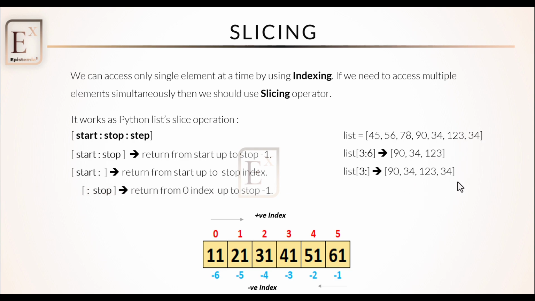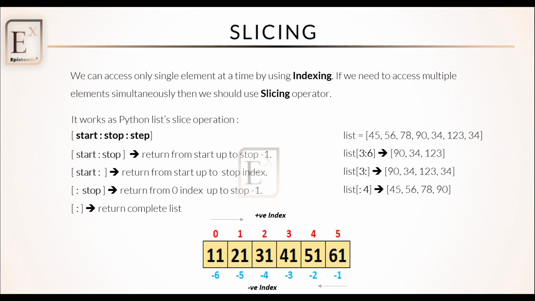Now let's look at the reverse case. If the start index is blank and we only give a stop index this way, Python automatically starts from index 0 and returns elements. It will return everything before index 4. This gives us our first 4 numbers. When both start and stop are not given, then what will happen? This simply returns a complete copy of the entire list.